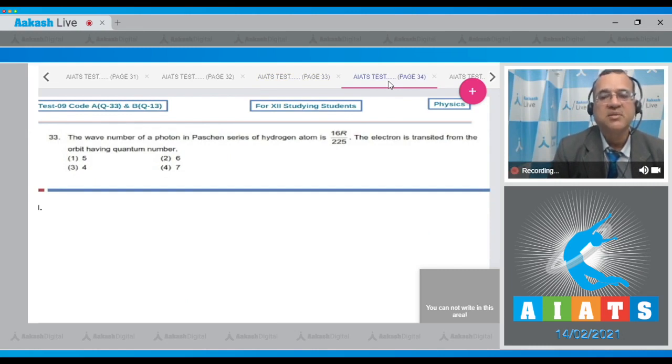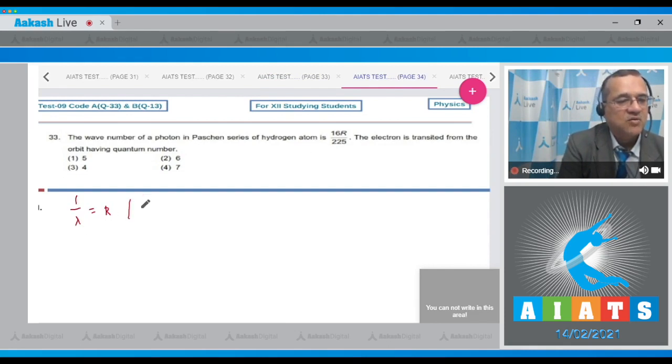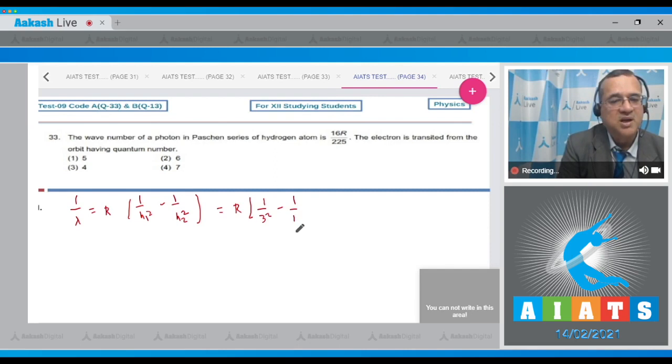Question 33: The wave number of a photon in the Paschen series of hydrogen atom is 16R/225. The electron is transferred from the orbit having quantum number n, which you have to determine. Now you know that 1/λ = R(1/n1² − 1/n2²). It's a Paschen series, so I take 1/3² − 1/n2², and this is the given wave number, so 16R/225 = R(1/9 − 1/n2²).